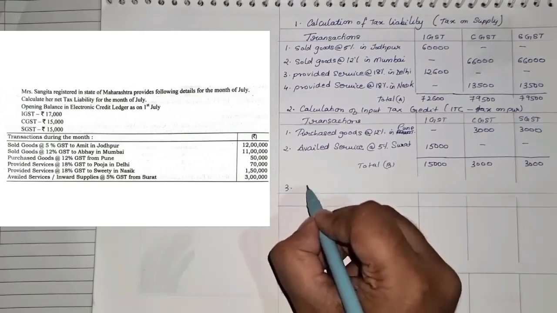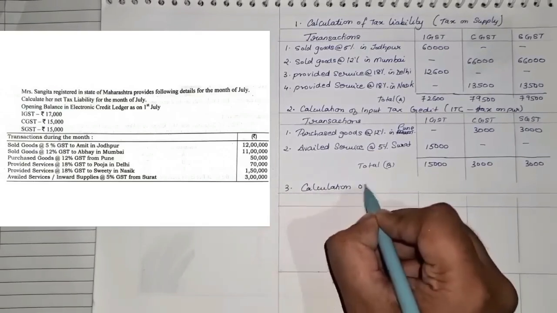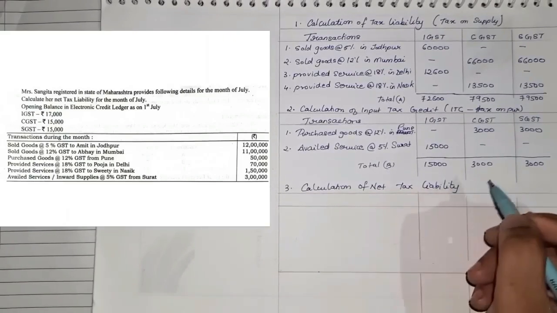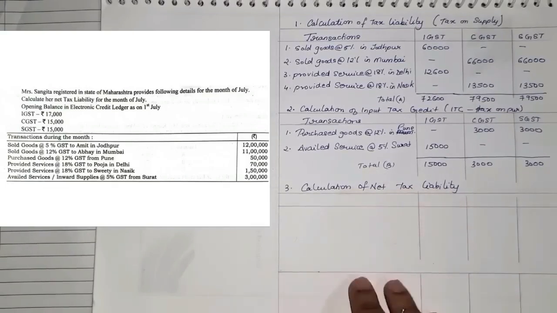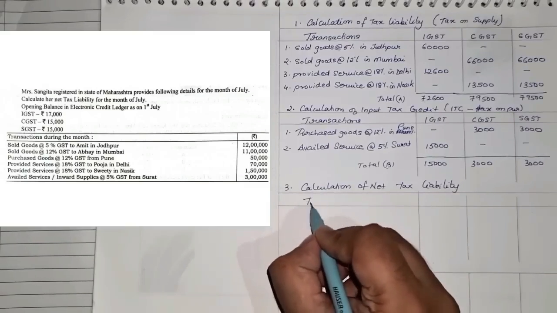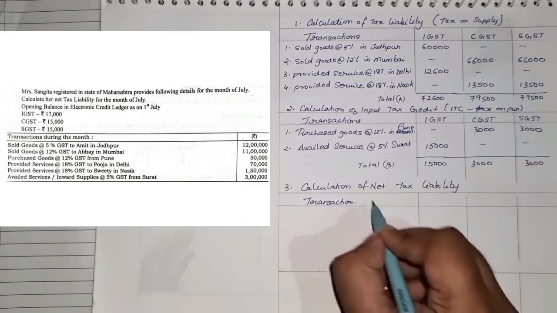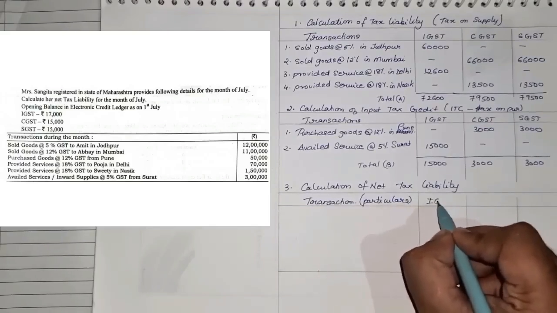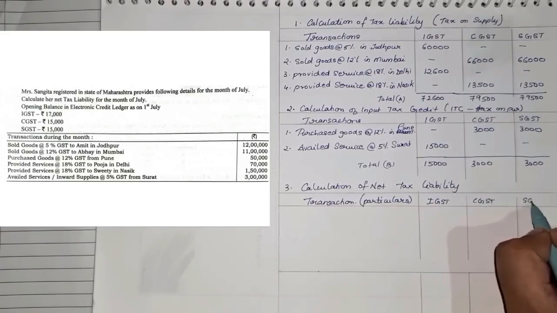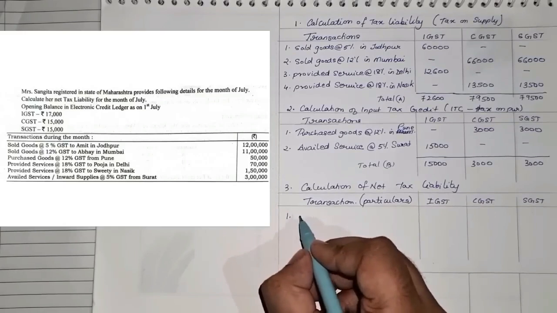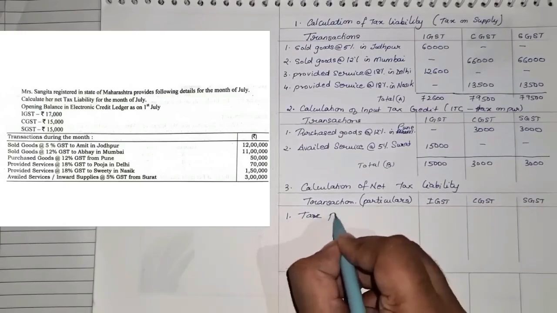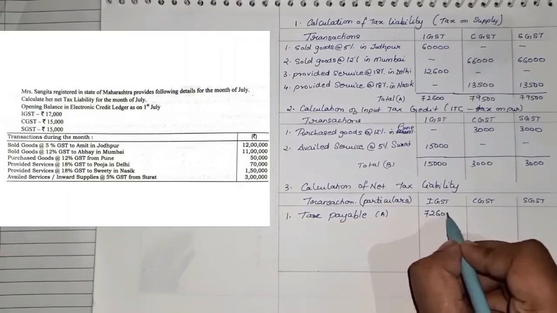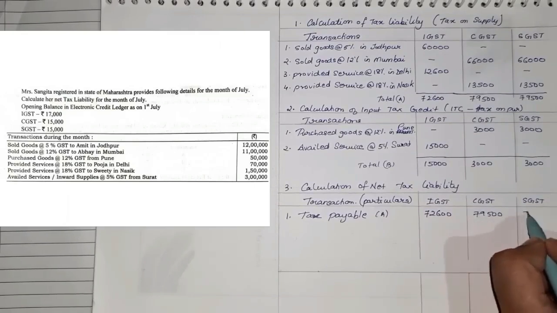Step number 3, calculation of net tax liability. Now, based on the third answer, we'll come to know whether we need to further solve the fourth step or the sum is done at the third step itself. We'll have particulars, again IGST, CGST and SGST. Step number 1 here, very important. First step, we need to note down the tax payable. Tax payable is nothing but your step number 1 ka total. So that was 72,600, 79,500 and 79,500.